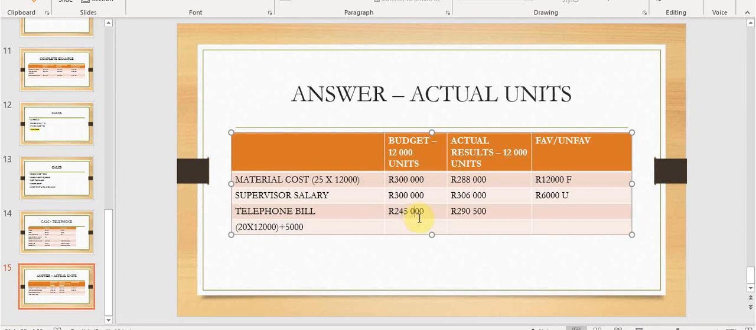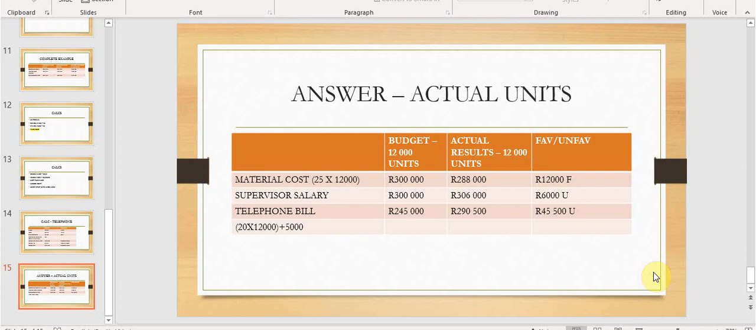Then my telephone bill. The budget allowed me to spend 245,000. What did I really spend? 290,500. Quite a big difference there. It is 45,500. And now I overspent again. The budget allowed 245. I spent 290,500. I overspent and therefore it is unfavorable.